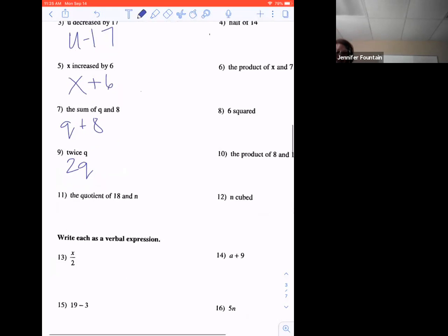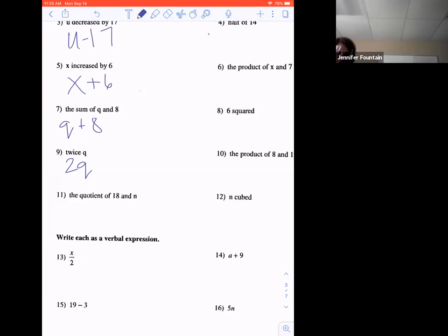The quotient of 18 and n. Number 11, how would I write that as a math problem? We're down here. The quotient of 18 and n. 18 divided by n. 18 divided by n.